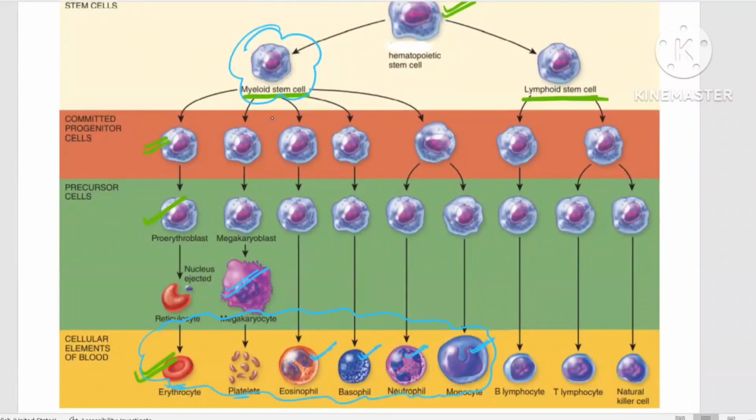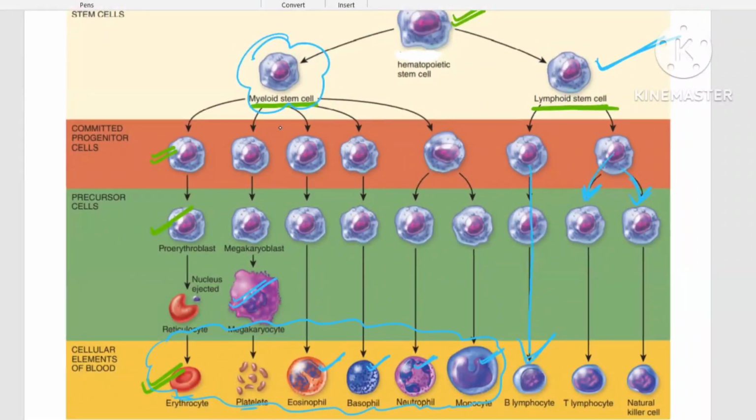Please focus on the diagram very carefully. Now, the lymphoid stem cell. If you see, a separate line is there. This is the progenitor cell which will give rise to B lymphocyte. Another progenitor cell will differentiate into either T lymphocyte or natural killer cell. So this is the way the differentiation of the stem cells is done. Myeloid stem cell will give rise to RBC, platelets, granulocytes and monocytes. Monocyte is a granulocyte. Lymphoid stem cell will give only lymphocytes along with natural killer cells.